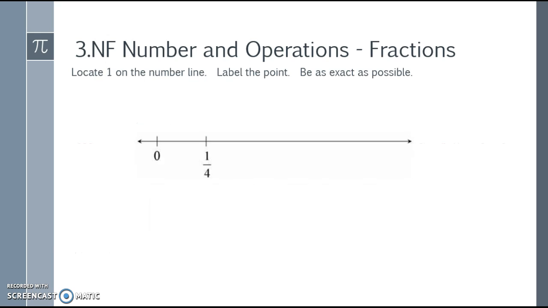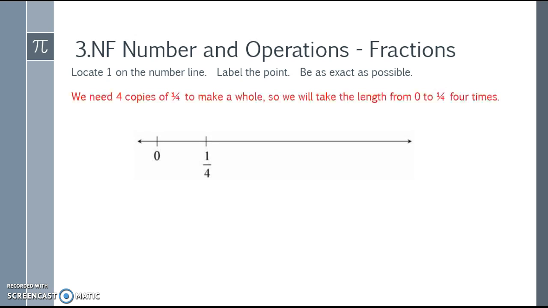Locate 1 on the number line. Label the point and be as exact as possible. Here we are only given the place value of 1/4. Well, I know that if I have 4 copies of 1/4, I will make a whole. So we will take the length from 0 to 1/4 4 times, giving me 1/4, 2/4, 3/4, and 4/4. Labeling our point, 4/4 is the same as a whole.